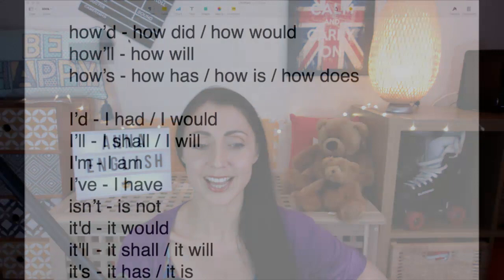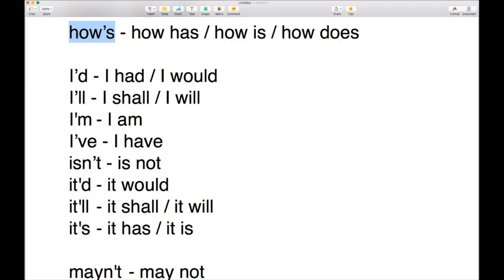All right, so the next one is how's, and this is how is, how has, or how does. I normally will say this, particularly if I'm speaking to someone, a friend, or someone I haven't seen for a long time, perhaps a colleague. I would say, how's your family? Or how's your job? How's life? And the S becomes like a Z. How's your work? How's your project? How's your mother? How's your son? How's your bear, Bernard? And how's Benjamin?